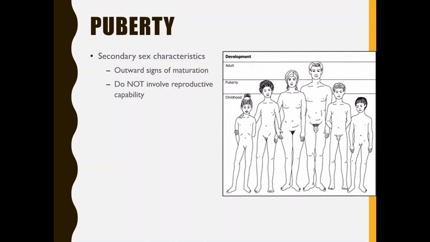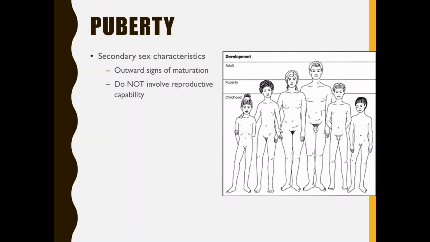For both sexes, the development of armpit hair, pubic hair, and the thickening of hair on the arms and the legs occurs as part of secondary sex characteristics. Of course, females shave most of that off. Some males do that too, but those are signs. Those are outward signs of maturity.